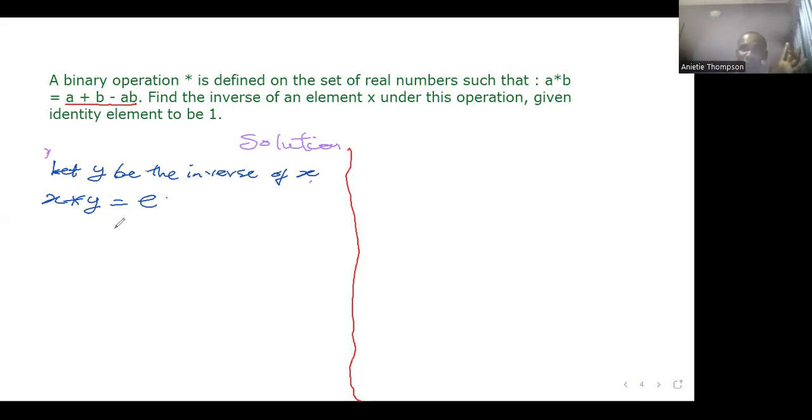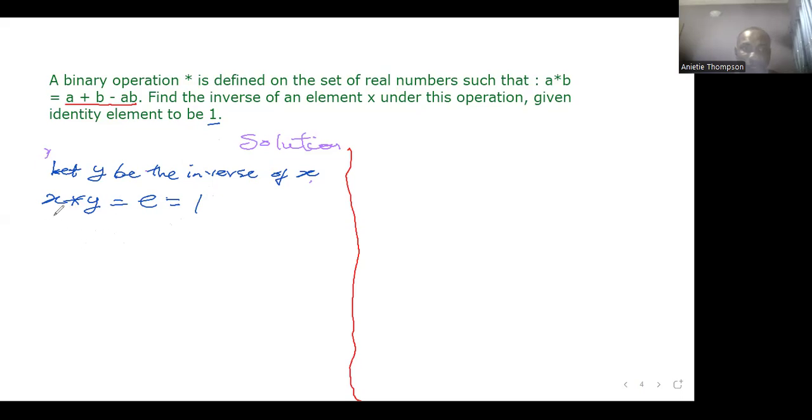This one is a very important rule that you must not forget. So I would say this is one of the ways you must use to solve this problem. So I would say that x asterisk y must give us e. The e, which is the identity element in this problem, is given as 1. So that means x asterisk y is equal to 1.